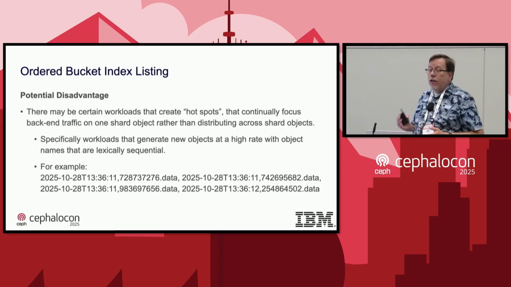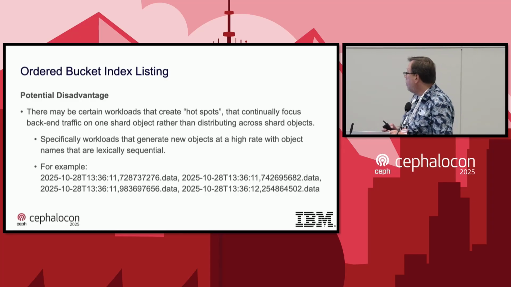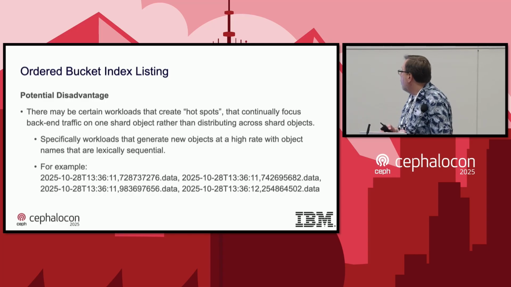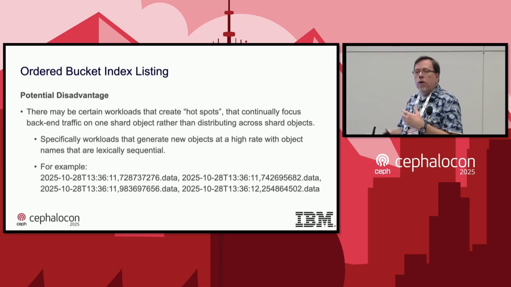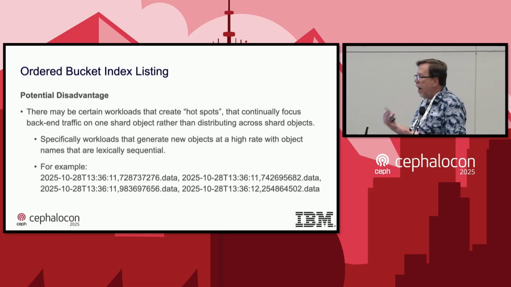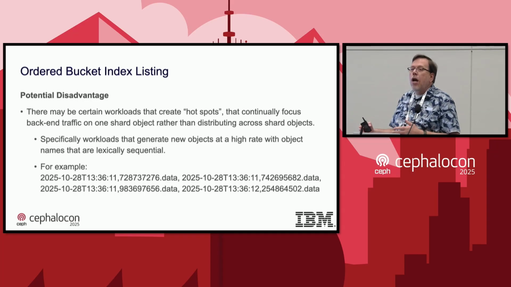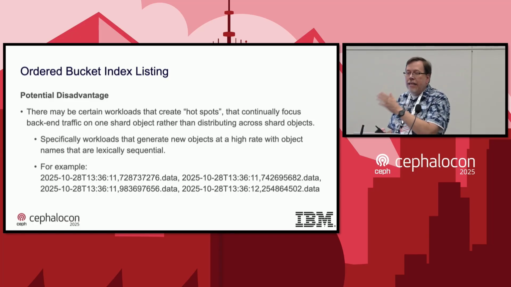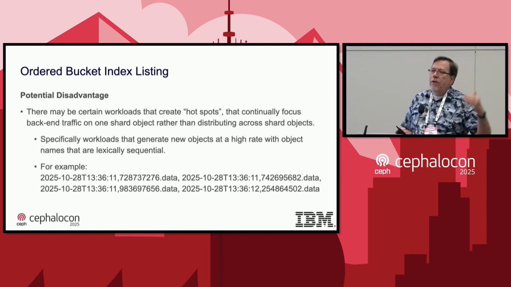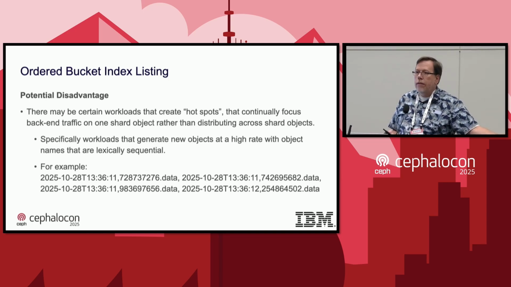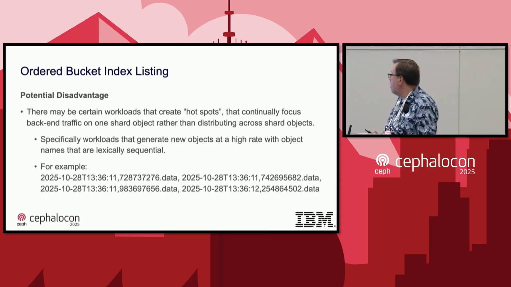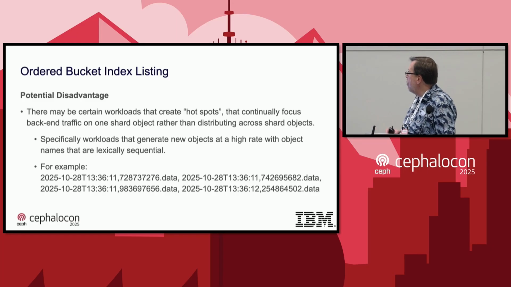Now, there are some potential disadvantages with this. The first one is that there are certain workloads which could create these things called hotspots. If you imagine a workload where the object names come in the same order as the lexical ordering, it means we always want to write new data to the last shard in that sequence. And that shard then becomes the focus of a lot of the write operations. All right? So that's one potential downside of this.